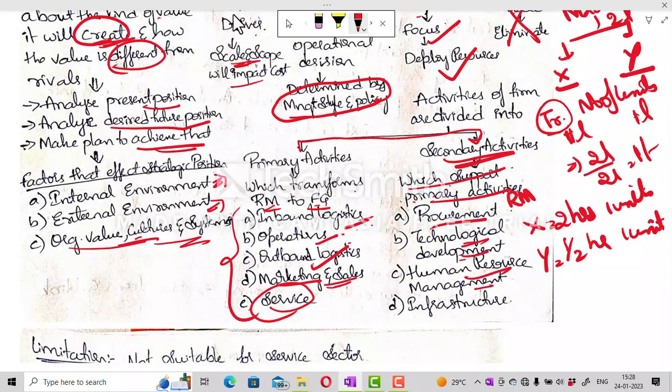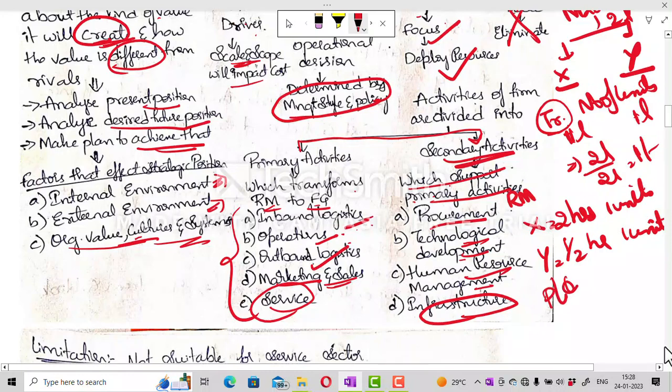Human resource management includes the activities from selection and recruitment of employees, rewarding them, promoting them, and maintaining the relationship with the employees. Firm's infrastructure, in the sense, is proper planning, finance and accounting. It is coordinating all the resources we have in the organization, following the legal and government policies. All these are firm's infrastructure.